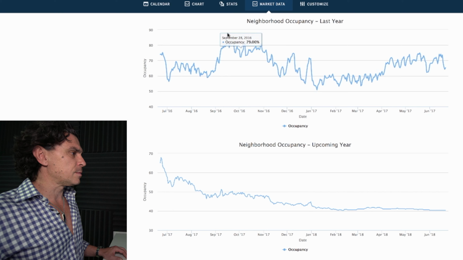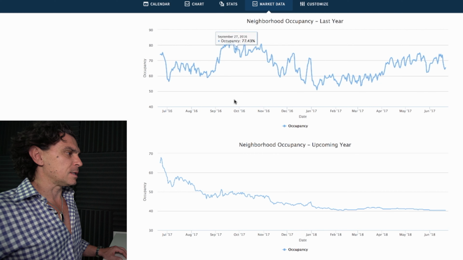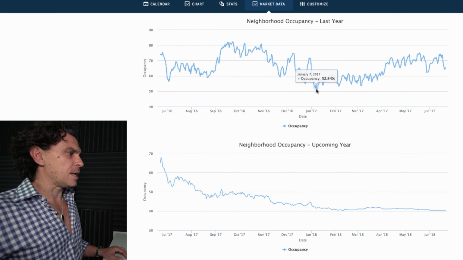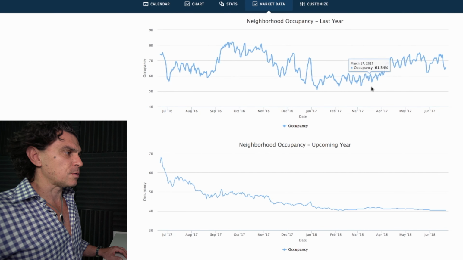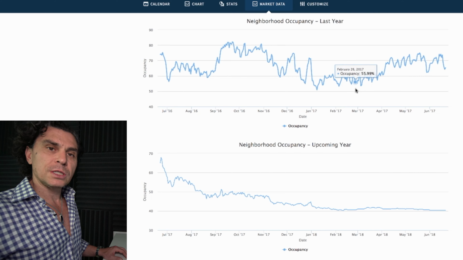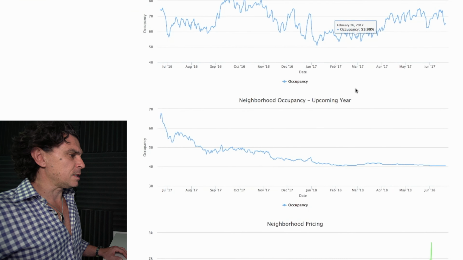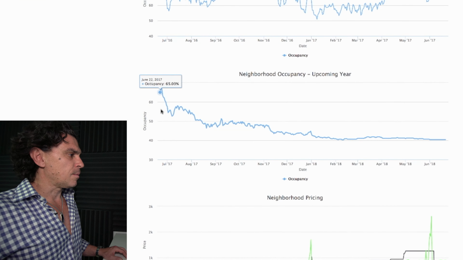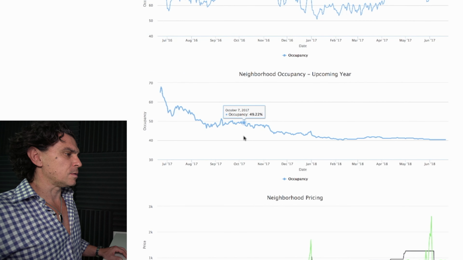Market data. These are the things that they're using in their algorithms. So it talks about the neighborhood occupancy last year, and you can see it went to 80%, and then in January it was down to 52%. So, my 50% is sort of in keeping with what you see in the neighborhood. And then you can see their occupancy. A lot of people aren't booking that far out in advance, so it goes lower as you would expect.